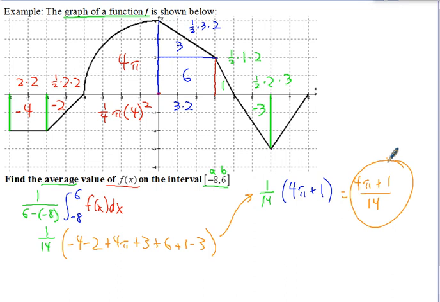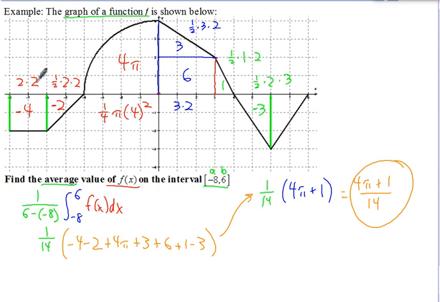So let's see if this seems reasonable for an average value of the function on the interval. Well, 4 times pi, if we round pi up to 3, that's a little more than 12, plus 1, a little more than 13. So a little more than 13 14ths, that's a little bit less than 1. So it's saying the average value is a little less than 1 on the interval.